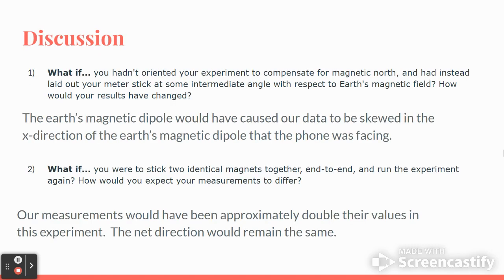For the first what-if question, if I hadn't oriented my phone with respect to the Earth's x coordinate, then the dipole from the Earth would have caused the data to be skewed in the x direction that my phone was favoring. For the second what-if question, if I were to stick two identical magnets together and run the experiment again, our measurements would have been approximately double their values in the experiment we just ran. But the net direction would still remain the same because the two magnets act in the same direction.